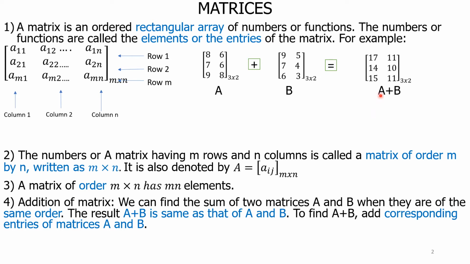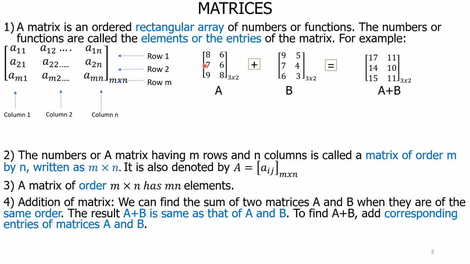So A plus B will be equal to: the first element of A is 8 and the first element of B is 9, so you add 8 plus 9, that is equal to 17. The second element in the first row is 6 for A, and for B it is 5. So it will be 6 plus 5, which is equal to 11.